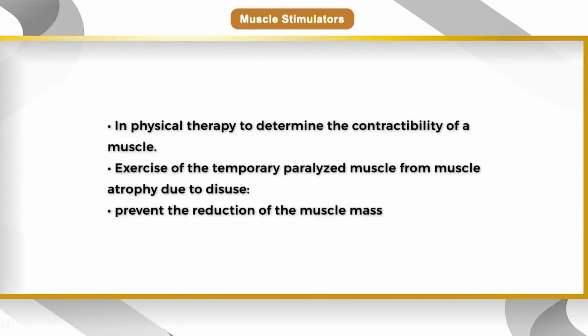Externally controlled stimulator causes the detrusor muscle to contract. Multiple electrodes are placed on or within the bladder wall, or on the spinal nerve that innervates the bladder's muscle, with a stimulator. In physical therapy, it is used to determine the contractibility of the muscles and to exercise temporarily paralyzed muscles, to prevent muscle atrophy due to disuse and the reduction of muscle mass.